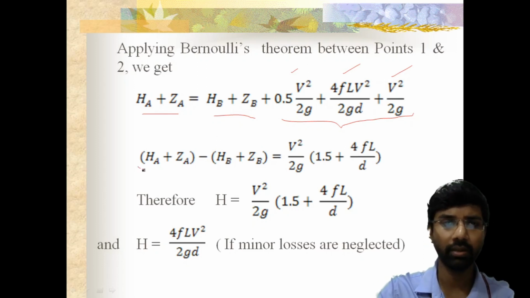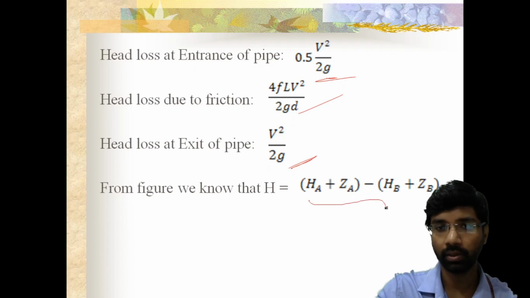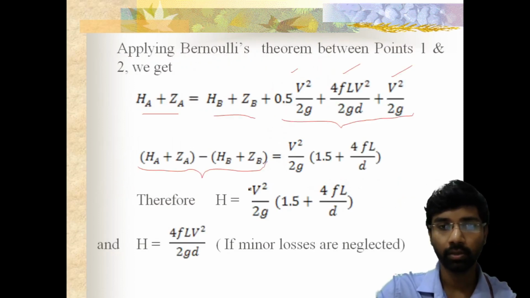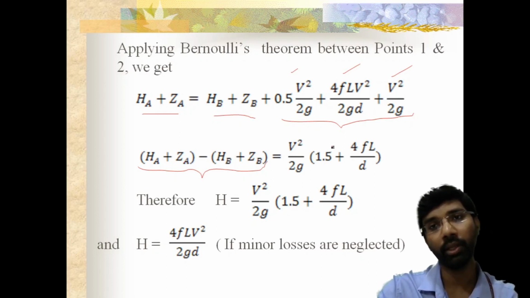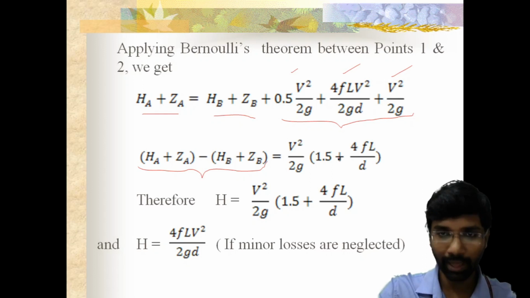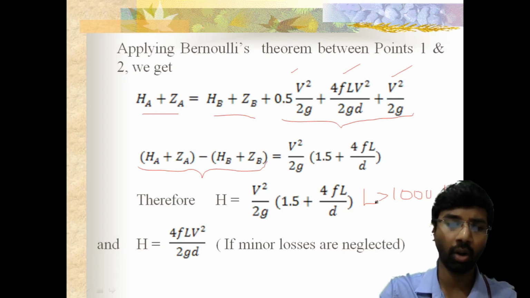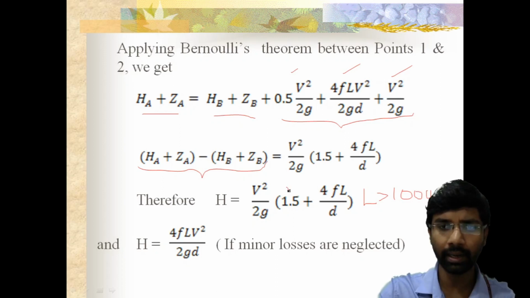So we have already identified from the earlier slide that this total can be written as H. So capital H is equal to V square by 2G into 1.5 plus 4 FL by D. And if your pipe is very long, such that the length of the pipe is more than 1000 times the diameter, then it is called a long pipe, and in that particular case your entry and exit loss are very minute, so you can consider them as 0.